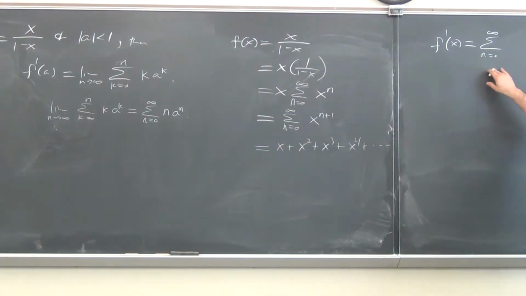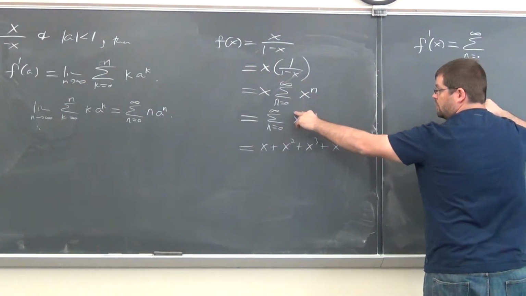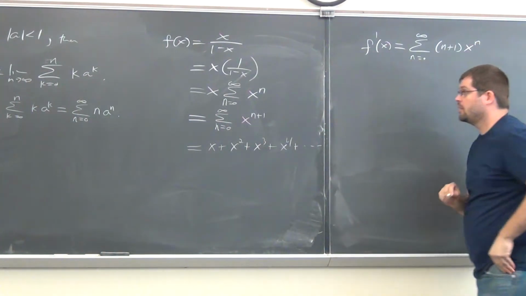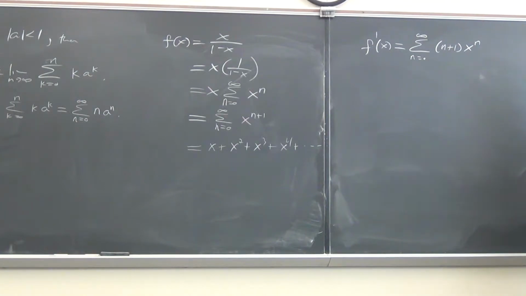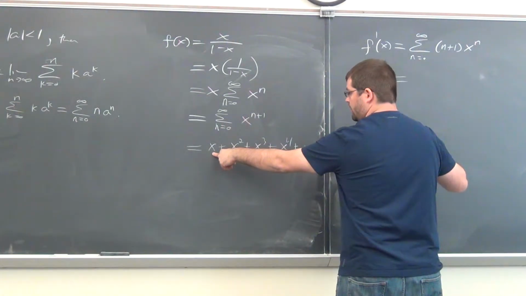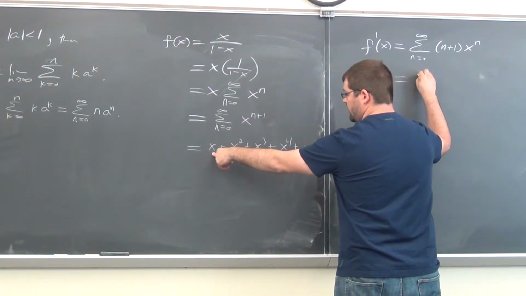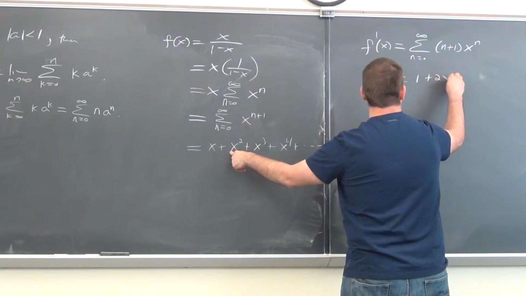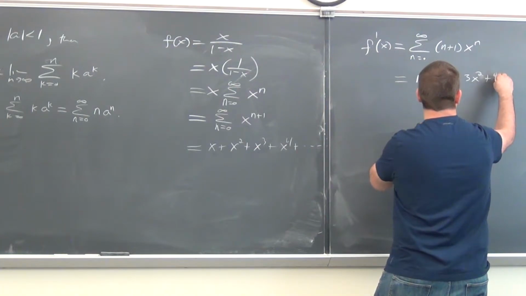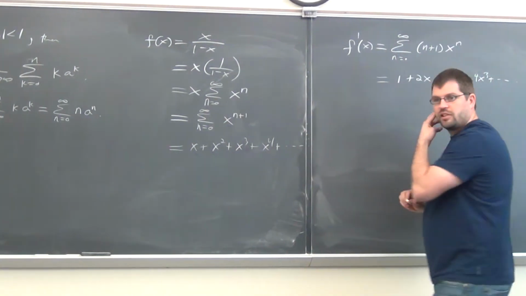Now we should be able to take our derivative term by term, and so n plus 1 times x to the n. Is that okay? We're differentiating, not integrating, so there's no plus c. All right. So now, what does this look like? If I do the derivative here, I get 1 plus 2x plus 3x squared plus 4x cubed and so on, right?